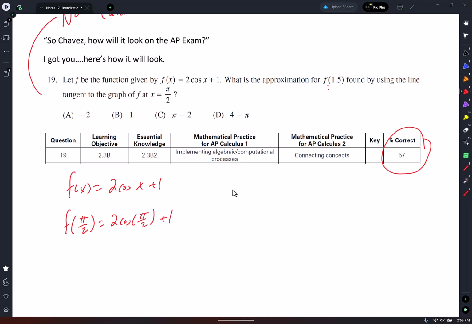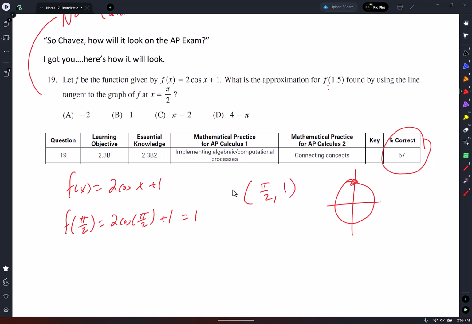So you have to at least know that at pi over 2, your cosine is 0. So this, you just get 1. 2 times 0 plus 1. If you don't know that, then I guess we're cooked. So pi over 2, comma 1. There's my pi over 2, comma 1.